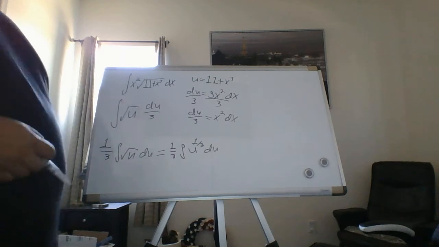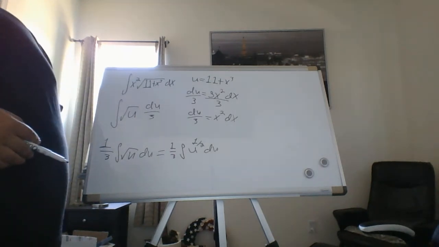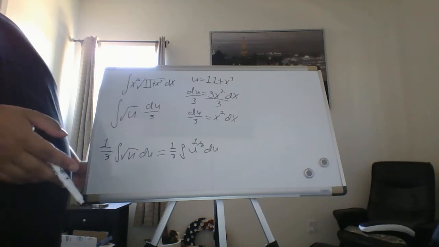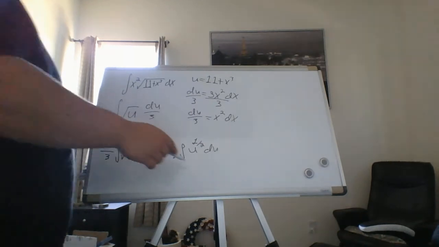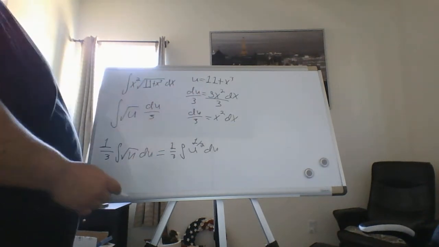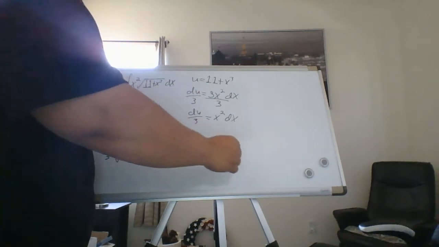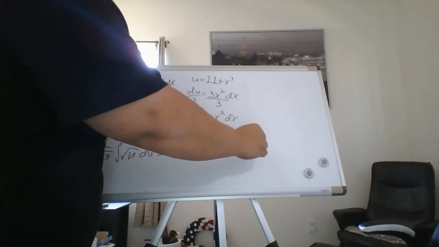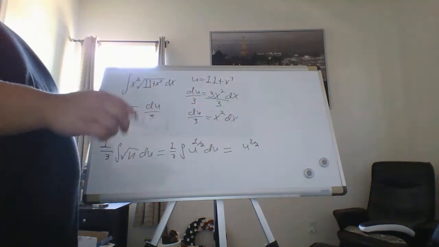And now we take the antiderivative, or the integral, of this because it's simple. Just use the power rule of antiderivatives. So we add 3 instead of subtracting it, and we get u to the 3 over 2. But we're not going to leave it there.